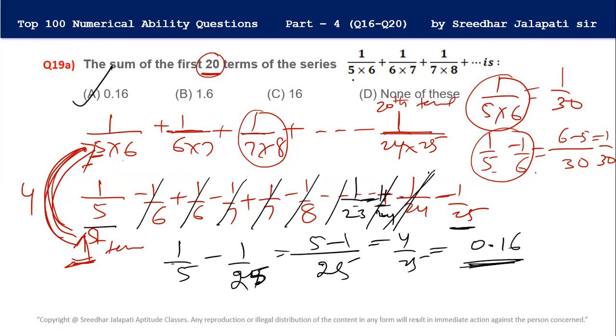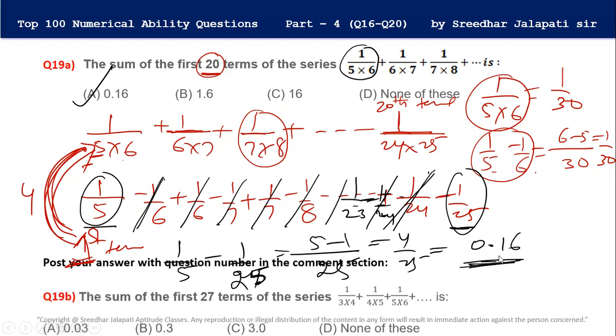Right? So it appears to be a lengthy mathematical question, but if you identify this technique, that is 1 by 5 into 6 can be written as 1 by 5 minus 1 by 6, and all the terms from the second term till the last but one term will get cancelled. Only the first term and the last term will remain. So 1 by 5 minus 1 by 25, that is the answer.